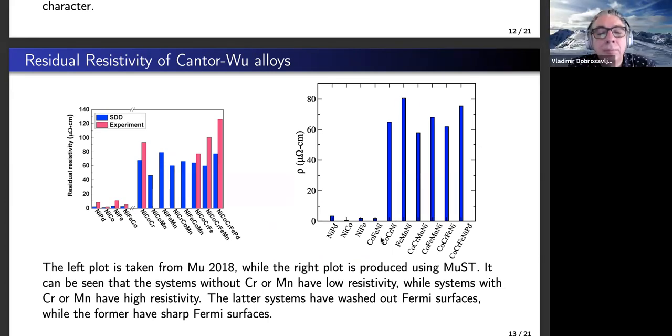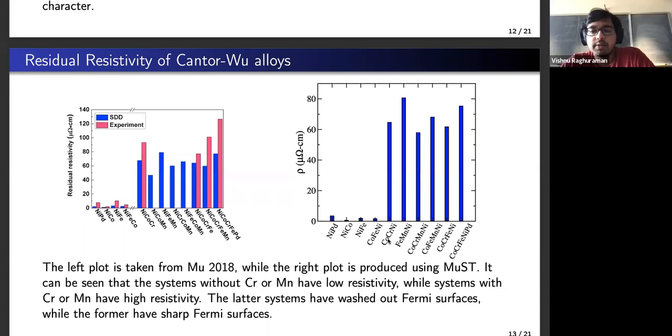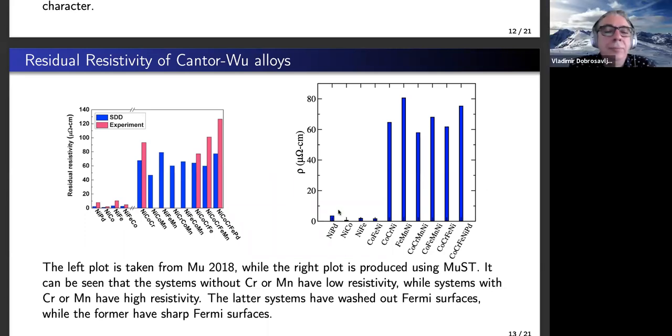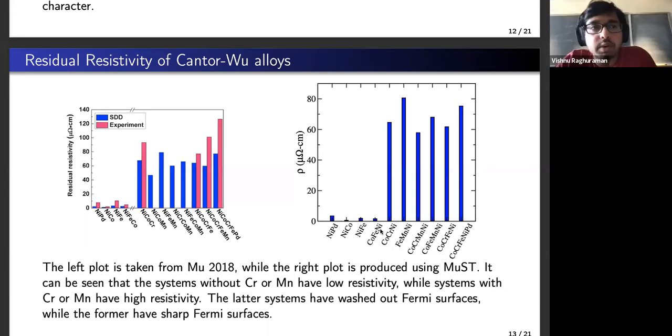Wow. And that is mainly because if you put chromium or manganese, these antiferromagnetic elements, in these alloys, your Fermi surface ends up getting quite washed out, and the mean free path becomes very small, and you have high resistivity. Whereas if you don't include any of those antiferromagnetic elements, and you have mainly ferromagnetic elements along one spin channel, your Fermi surface is very sharp, and you have a large mean free path, and a much smaller resistivity in these systems.